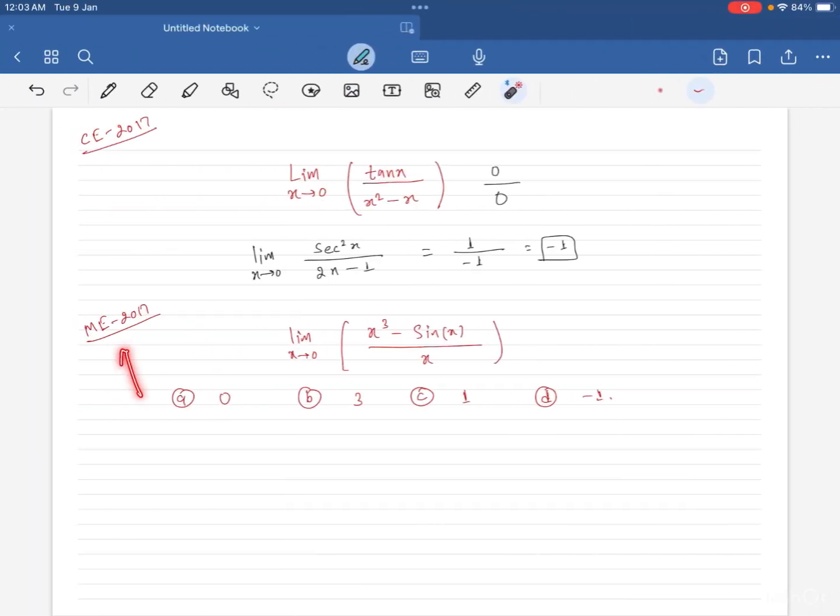So this question is from ME. We have to evaluate this limit. So this again is based on the L'Hopital rule. If you put the limit 0, then what you will get is 0 by 0 form. You can apply the L'Hopital rule. That would be limit x tends to 0, 3x square minus cos x divided by 1. Now put the limit. So 0 minus 1 divided by 1, so minus 1.